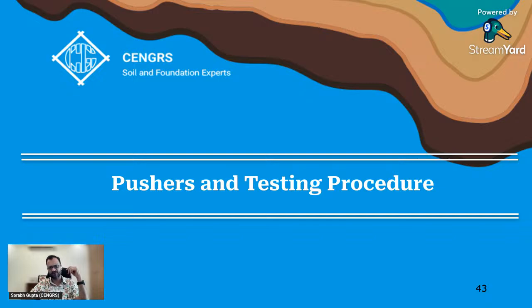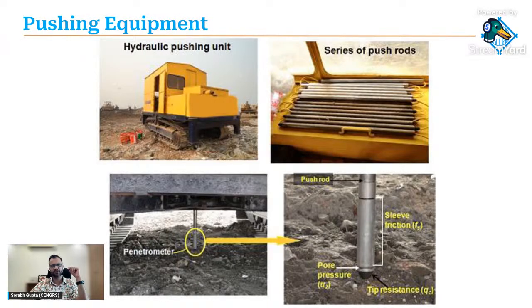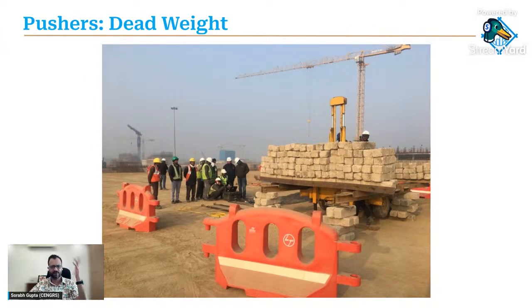Let's take a quick look at various pushers and testing procedures as well. This is essentially what a CPT test looks like from the ground surface. You have any kind of pusher, and a bunch of push rods, which are hollow because the cables need to run through the rods. Then you have the cone or the penetrometer, which is pushed into the ground. So there is no need for boreholes. You simply put the cone on the ground and push it down until you meet refusal, essentially. There are various kinds of pusher arrangements.